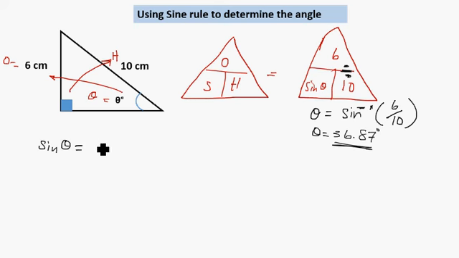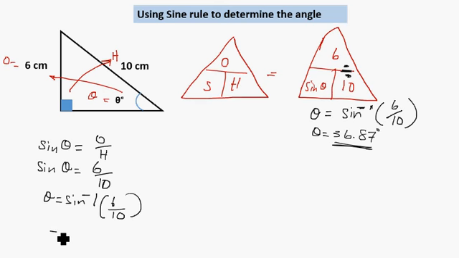Using the formula now, sine angle is equal to opposite over hypotenuse. Let's put the values in. 6 over 10, so angle is sine inverse of 6 divided by 10, and your answer will still be the same. Now it's your choice whichever method you prefer. Please use one of them only and do practice. Thank you very much.